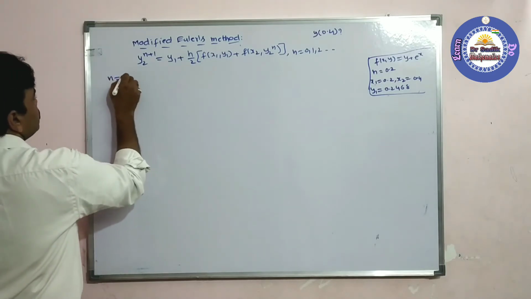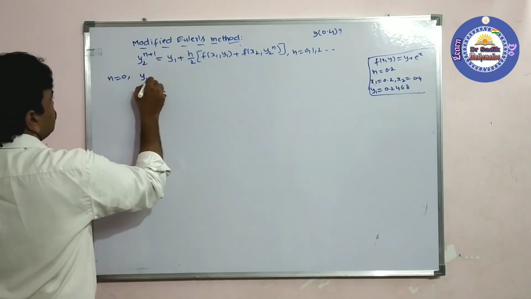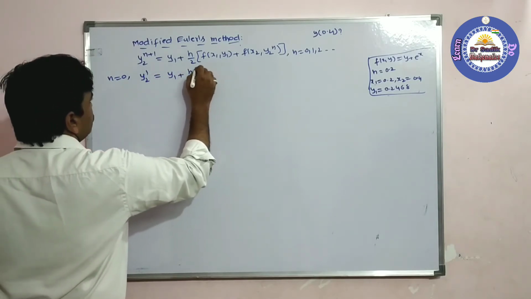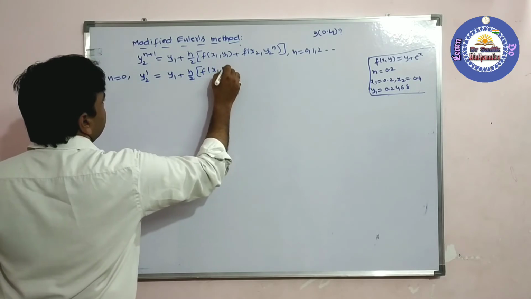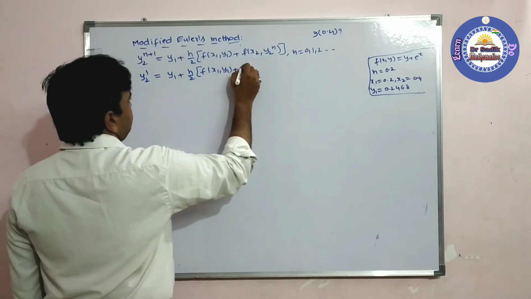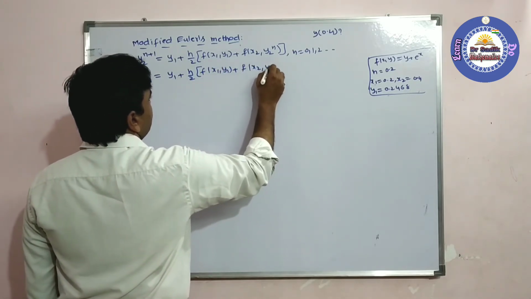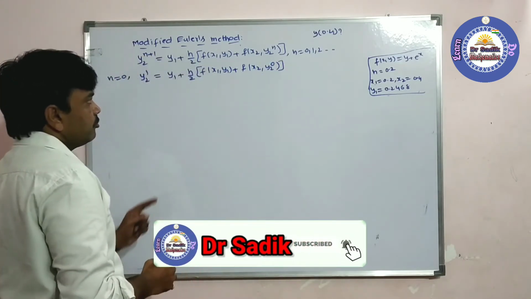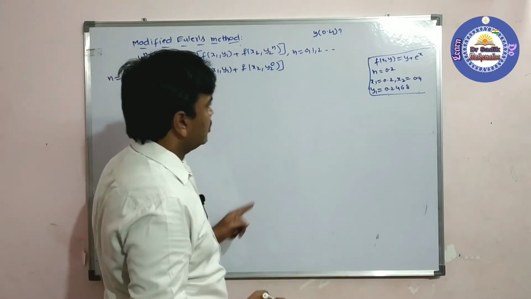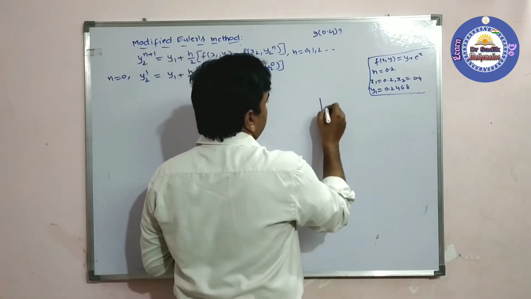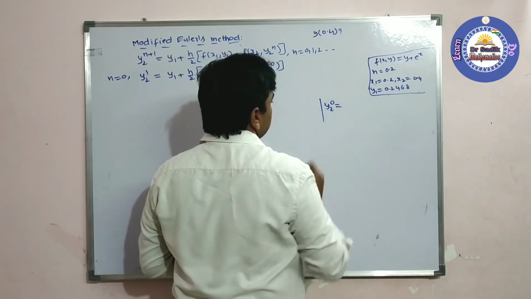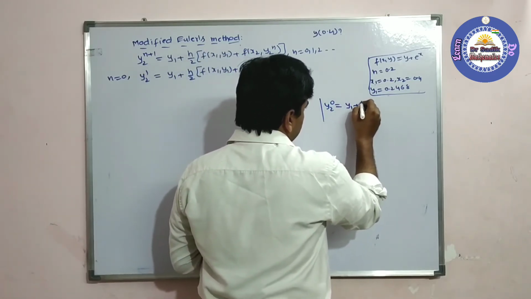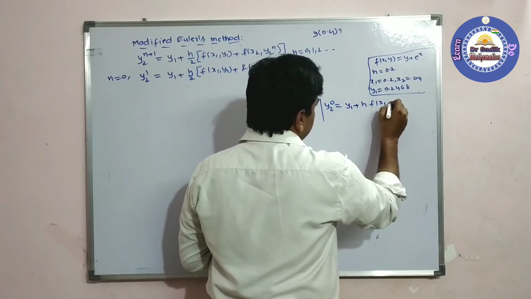So put n is equal to 0, students. N is equal to 0. We get here y2 power 1. So that is equal to y1 plus h by 2 into f of x1 y1 plus f of x2 y2 power 0, students. Y2 power 0. I already told you, students, you first find y2 power 0. So that is equal to, what is the formula, students? Y1 plus h into f of x1 comma y1.